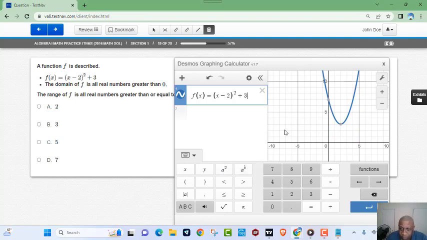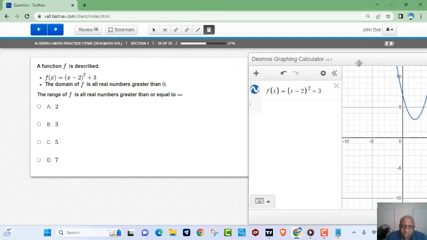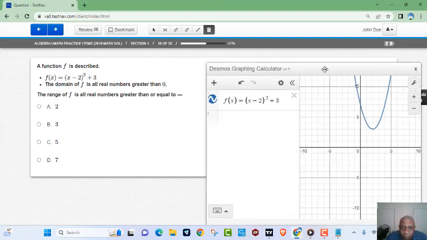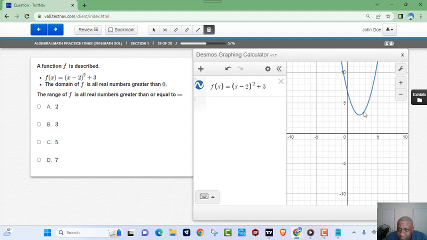All right, so what do we see here? They're asking for the range. Now remember, domain means all x values, range means all y values. So for our y values, it looks like our y's begin at 3 and go up from there. So that means that the range of our y's are all numbers greater than or equal to 3. 3 and goes up, greater than or equal to 3. Right there. There's our answer. Next question.